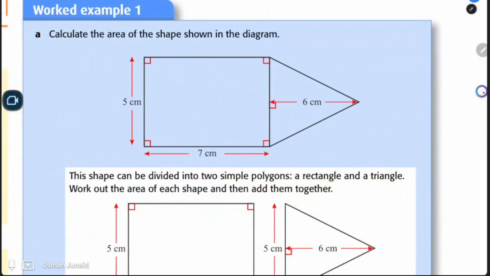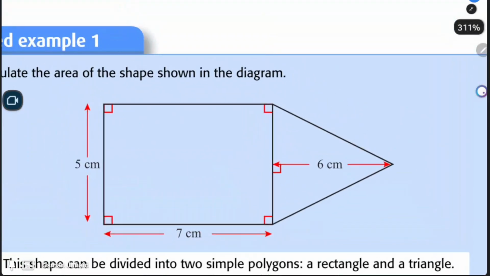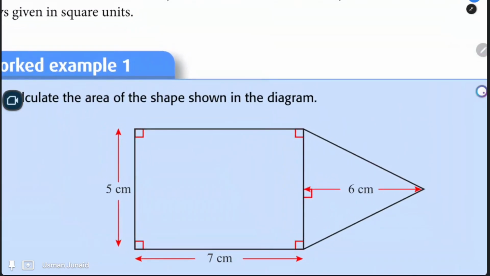Now, this is a compound shape. What would be the method you would employ in order to find its area? So first we will find the area for the rectangle and the triangle. So you've got the rectangle here and you have the triangle here. So what is the area of this rectangle? It's going to be 7 times 5, which is 35.